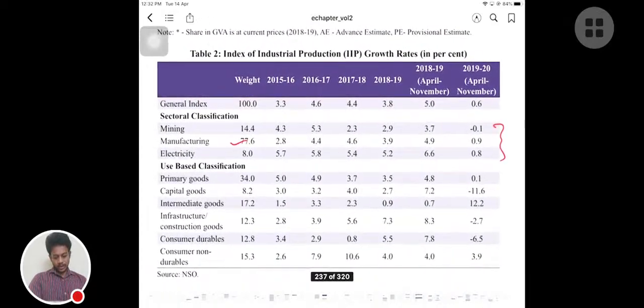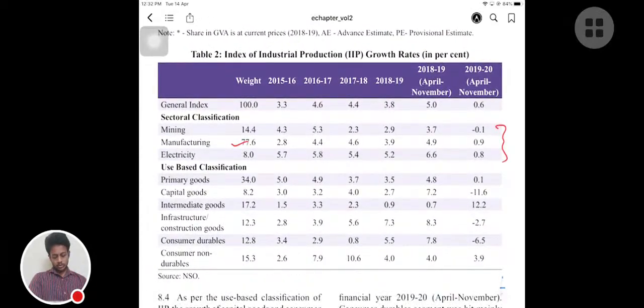Index of industrial production growth rates. As I told you, these are the weightages which I have already explained. Manufacturing is first, mining is second, and electricity is third. Here they have given the complete growth rates.